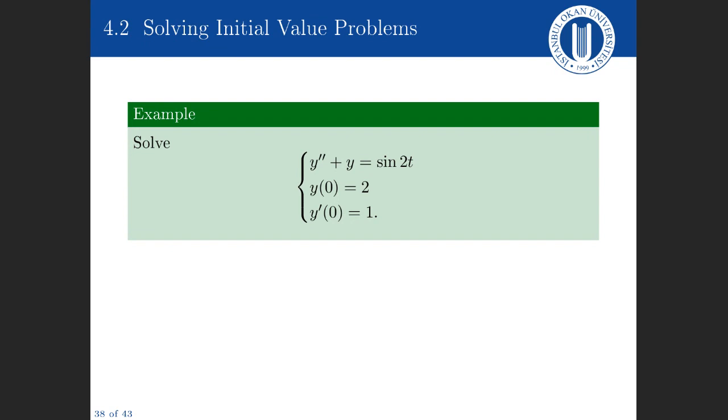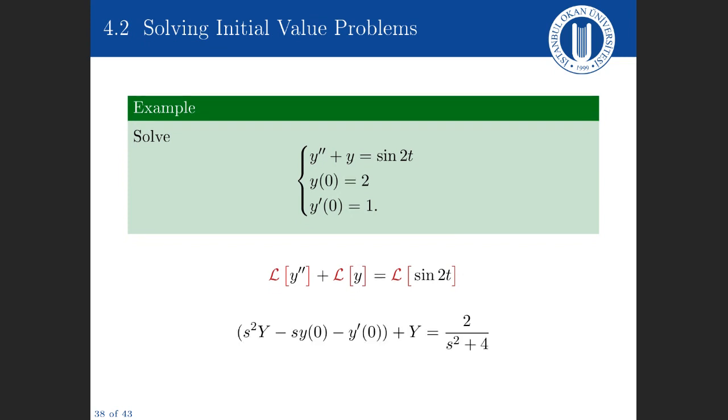Another example, this time an initial value problem with a non-homogeneous second order linear differential equation. We start with the differential equation and we take the Laplace transform. We use our formula for the Laplace transform of y double prime, and we use our formula for the Laplace transform of sine 2t. We get s squared capital Y minus s y of 0, minus y prime of 0, plus capital Y is equal to 2 divided by s squared plus 4.